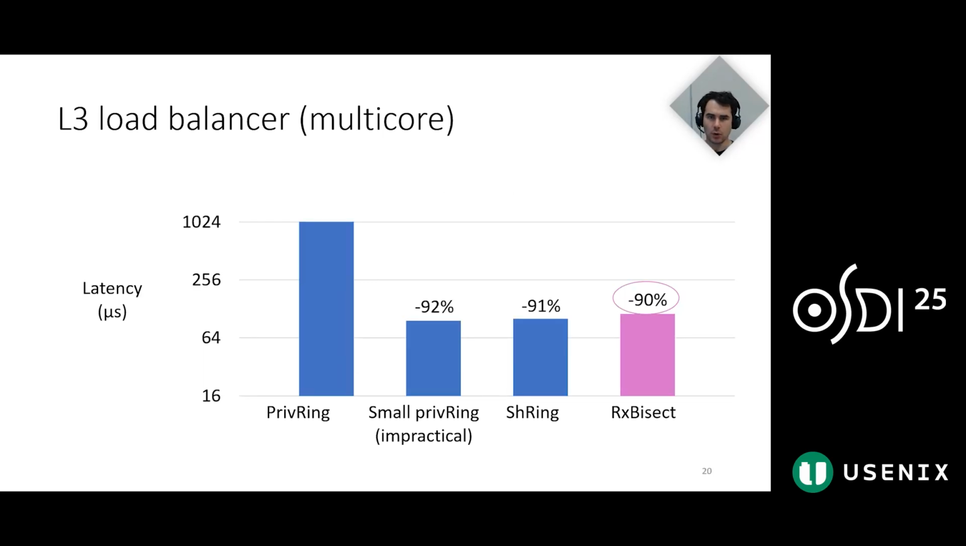When looking at latency, we see that default private links, which do not reach line rate, have a latency of about 1 millisecond, while small private links, shRing and rxBisect latency is closer to 100 microseconds. The reason for priv link's high latency is that its rxString is full of packets, and so latency consists of the time to process all packets in the ring. In contrast, the reception rings are mostly empty for all other architectures.